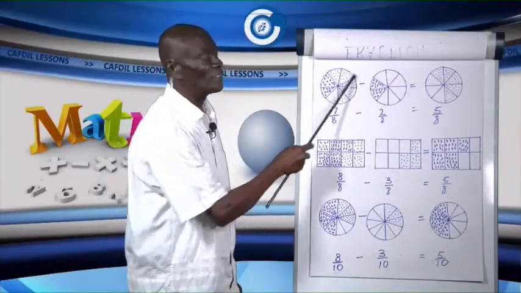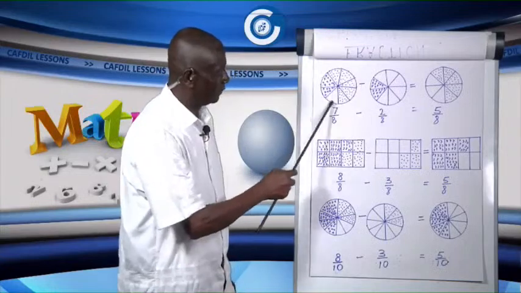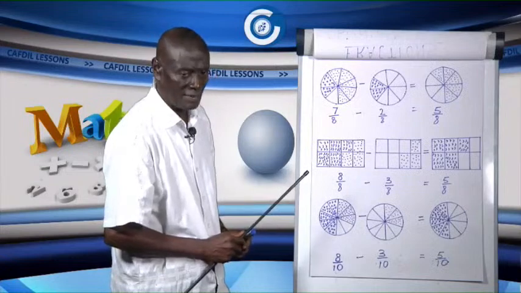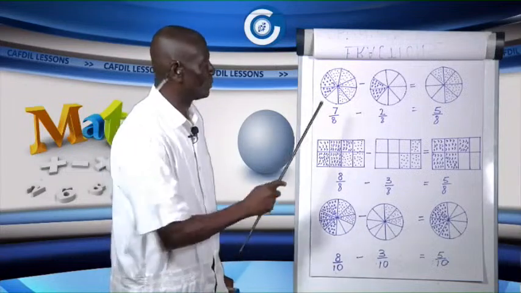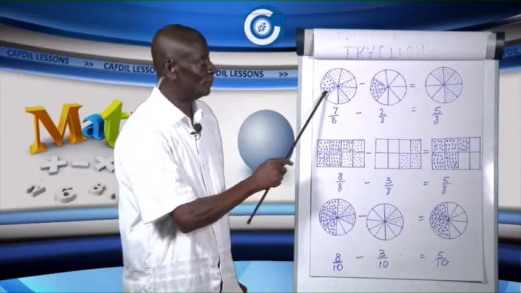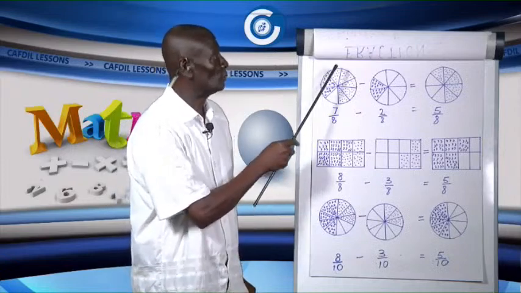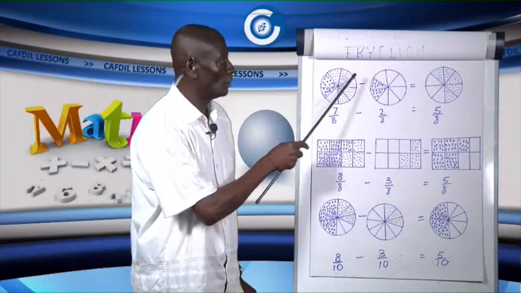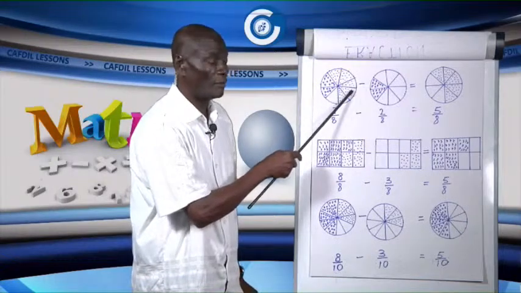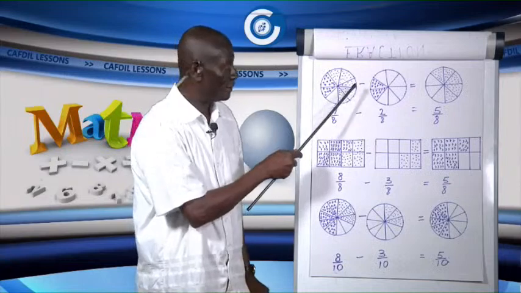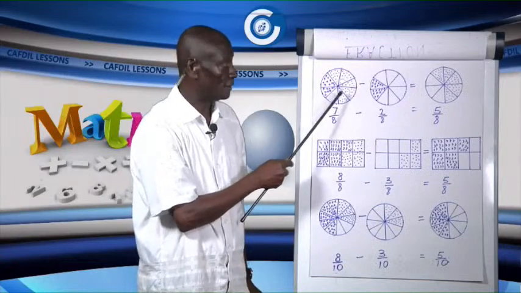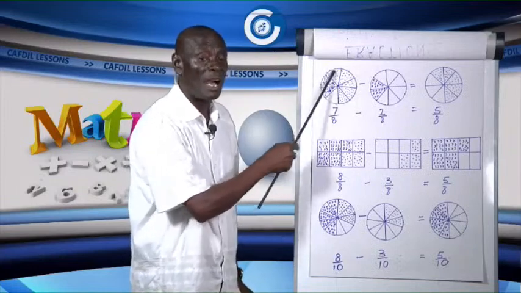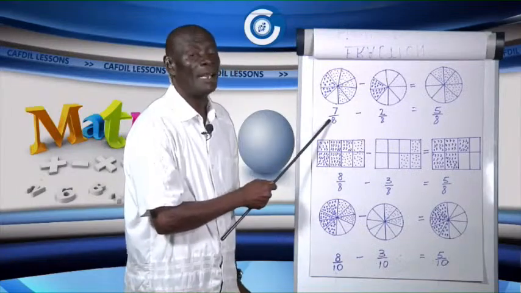We have a circle. How many parts do we have in the circle? Let us count. 1, 2, 3, 4, 5, 6, 7, 8. How many parts in all do we have in this circle? 8.